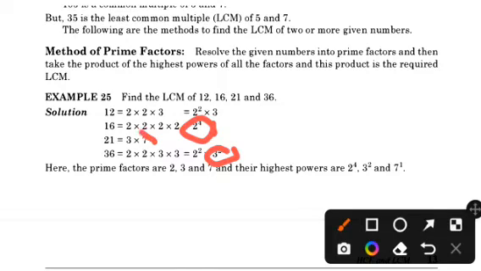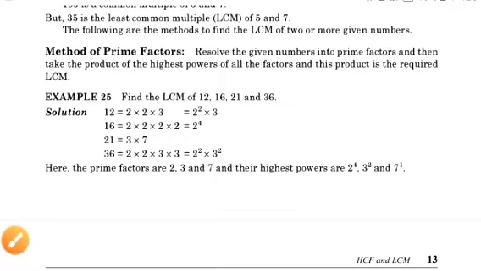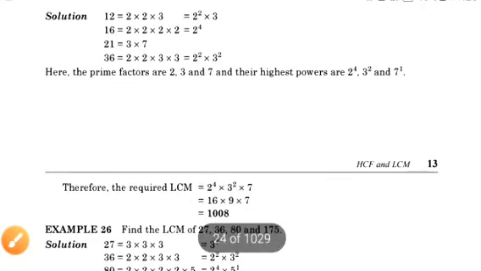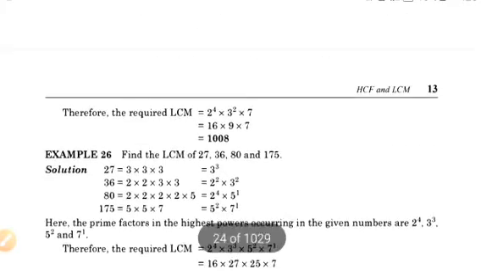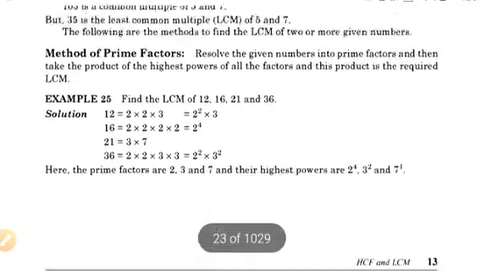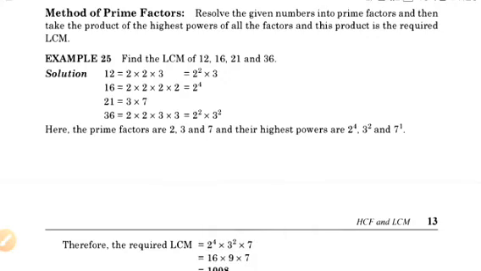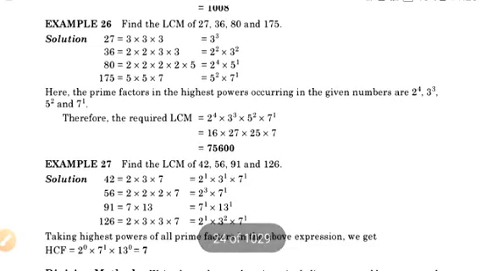Similarly we have 7 power 1. So the highest powers are 2 power 4, 3 power 2 and 7 power 1. So after taking the product of all these powers, we get 1008. So 1008 is the LCM of 12, 16, 21 and 36.